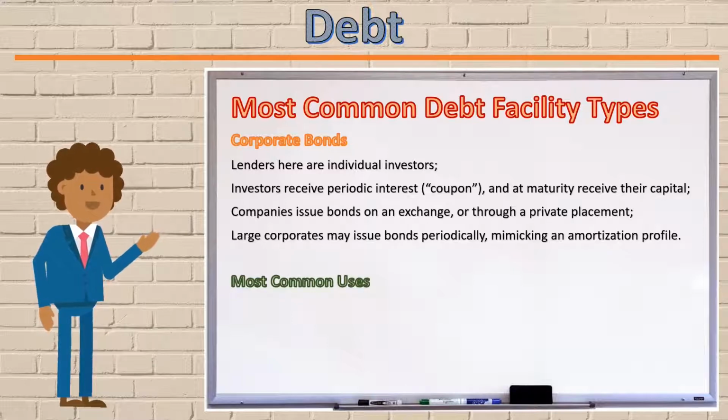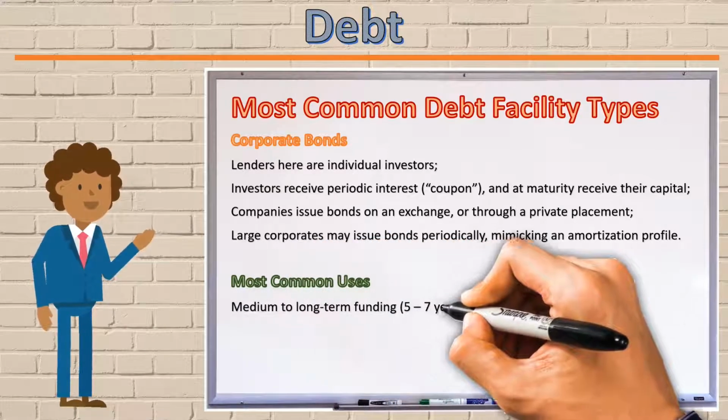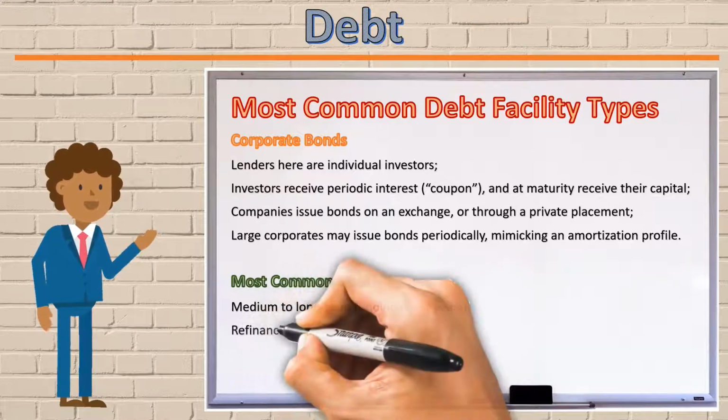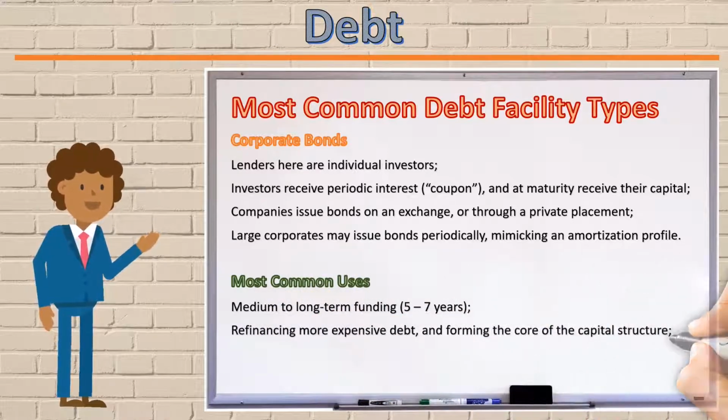The most common use for corporate bonds is for medium to long-term funding. Typical tenors are between 5 to 7 years, with the ability to reissue the bond at maturity, effectively rolling over the bullet payment. To refinance existing and more expensive debt, corporate bonds are often used, and they form the core of a company's capital structure. The lump sum nature of a bond would benefit a mature company that has a steady cash flow profile.